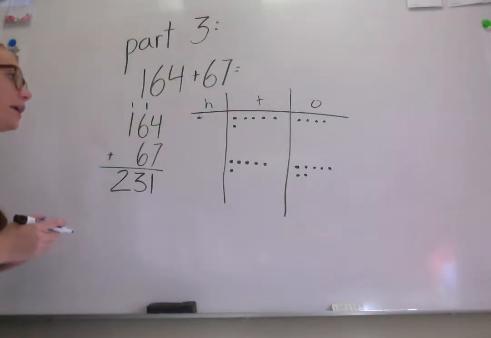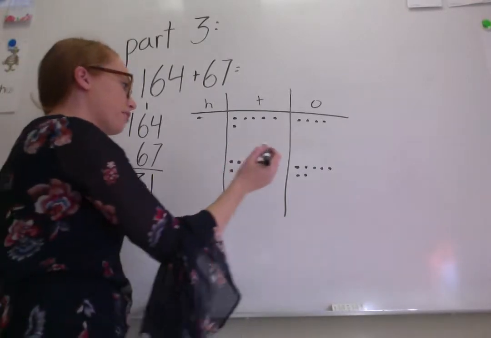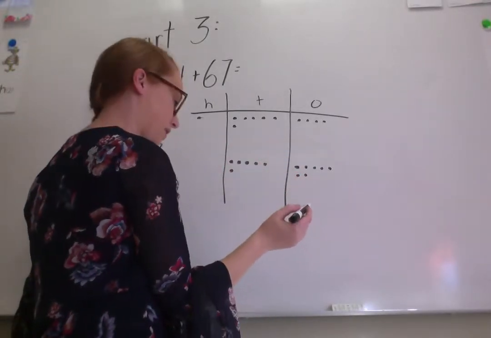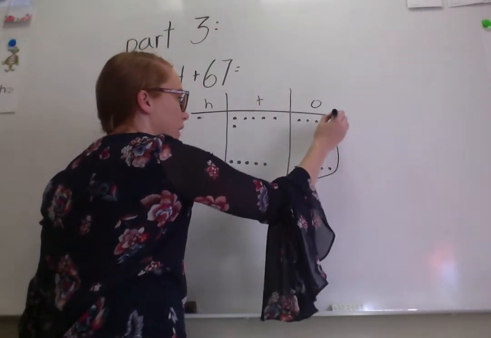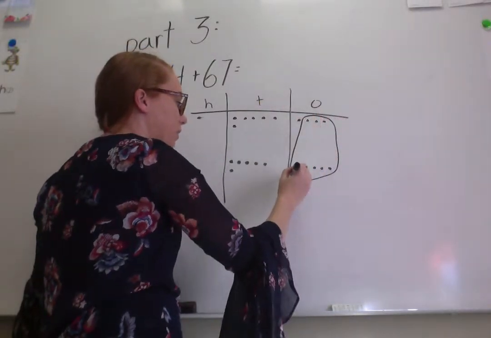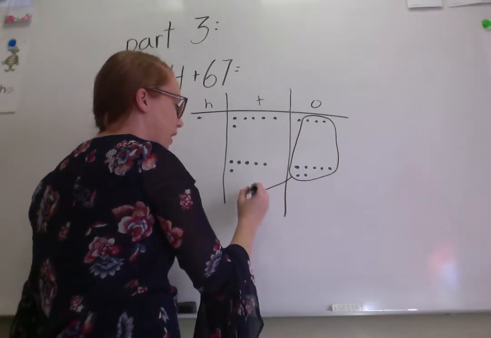All right, now I need to count up my ones. Do I have more than 9? Yes. If I have more than 9, I got to regroup. So I have 7, 8, 9, 10. I can circle 10, draw an arrow, and add a dot.